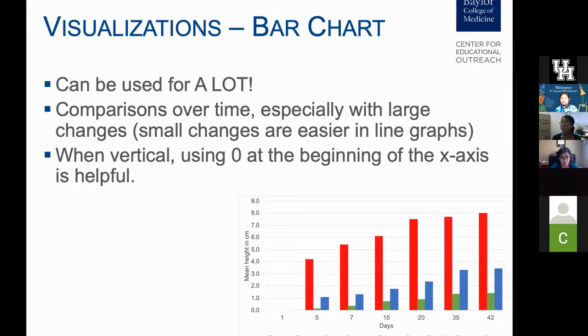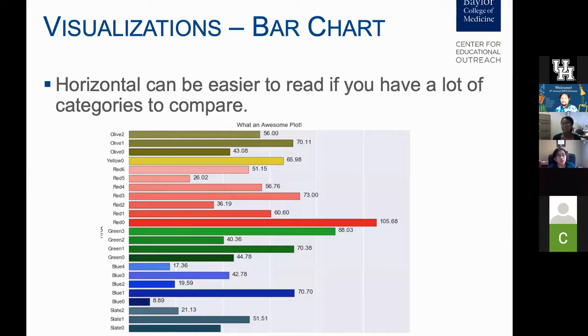And then this goes back to your kind of data, right? If there's not a true 0, then having 0 on that axis isn't necessarily helpful. I also recommend horizontal bars if you have a lot of categories, because it's easier to compare. The way that we read from left to right, your eye is drawn out and it gives you a better idea.